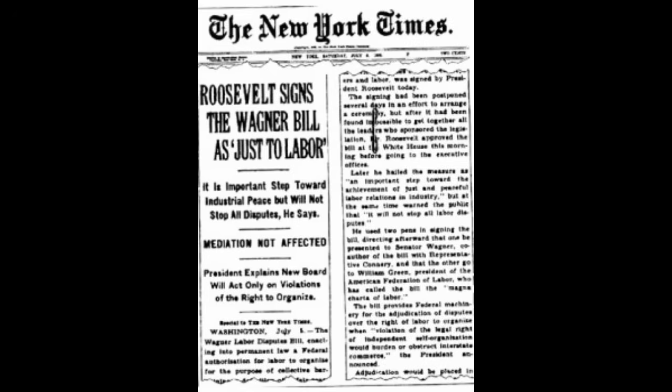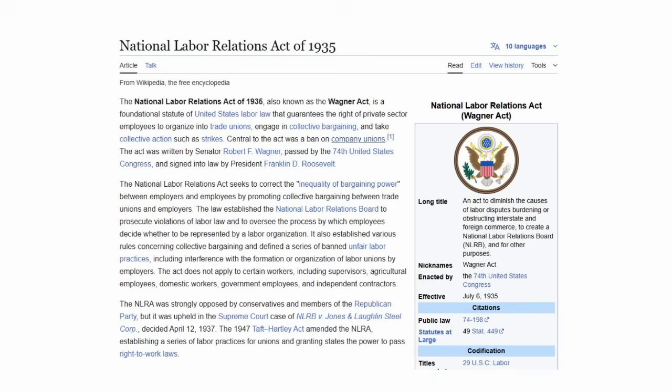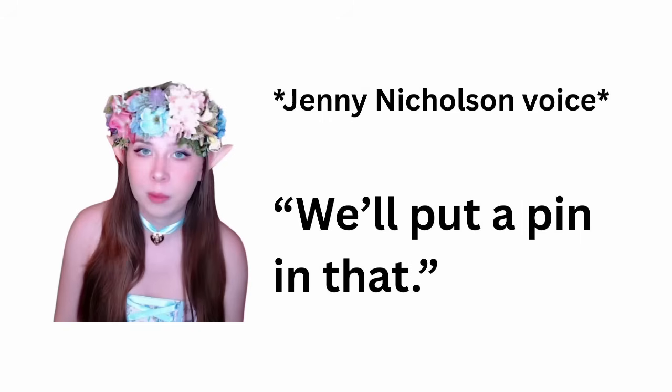The National Labor Relations Act of 1935, also known as the Wagner Act, I don't know if it said Wagner, but I'm going to say Wagner because I was an opera student, okay? Let me live. This act established federal law that secures the right of private sector employees to organize into unions, engage in collective bargaining, and enact strikes. It also established the National Labor Relations Board, which Elon Musk thinks is unconstitutional. Put a pin in that too.